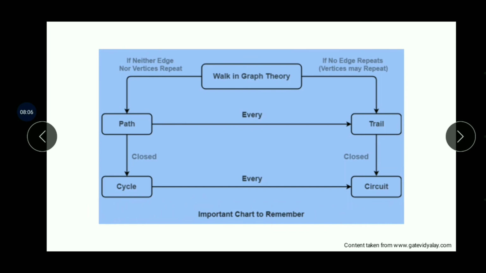I hope you have understood these terms. They'll be used in our next lectures, so remember them. Keep everything in mind, what is a walk, what is a path, because they'll be used now.